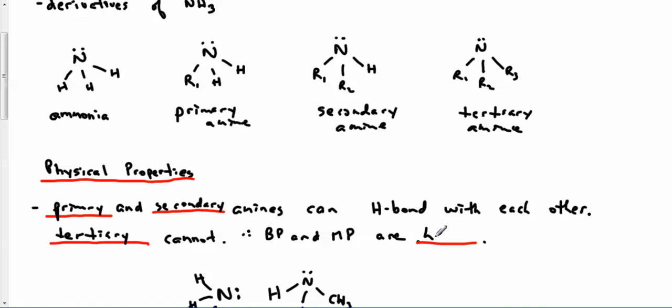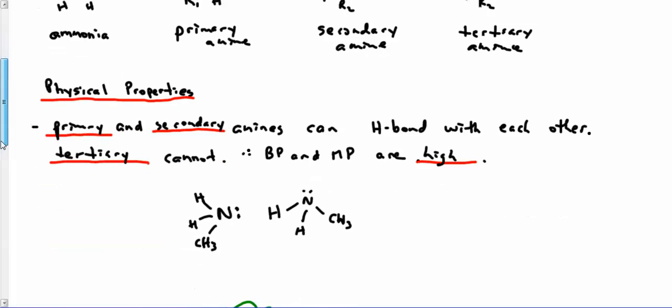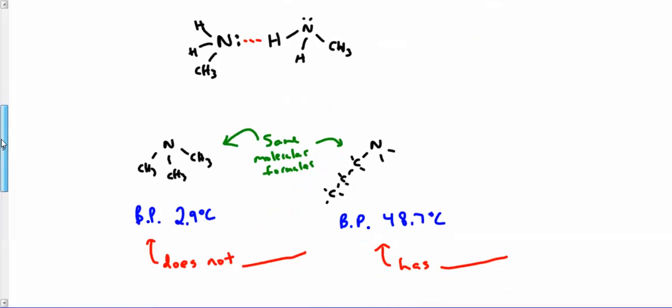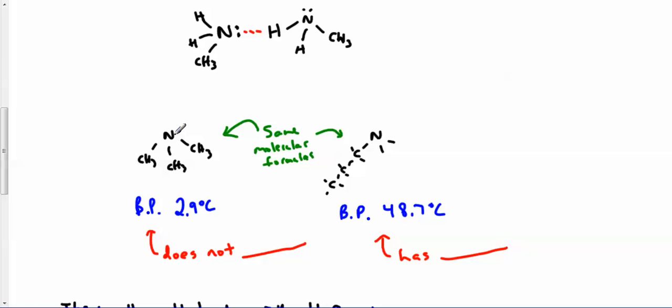Therefore, melting points and boiling points are high, and I have an example here. Just to show, here's a very negative portion of the N. Here's a positive H. I'm going to get some attraction between these two. These things are going to be held closer together, and physical properties will be dependent upon them. Here's a tertiary amine, N attached to three methyl groups. Here is N attached to two H's and a propyl group. And just to show, this thing will hydrogen bond because it's a primary amine. This will not hydrogen bond.